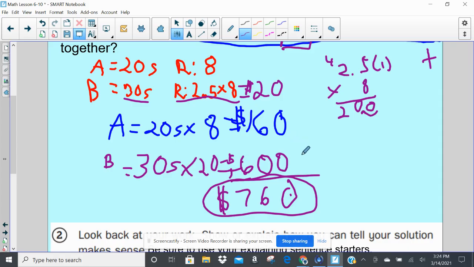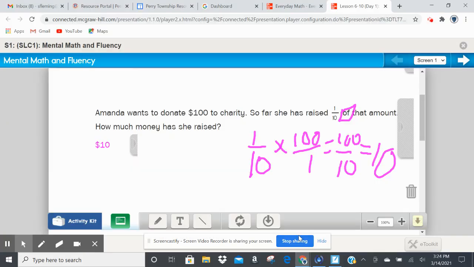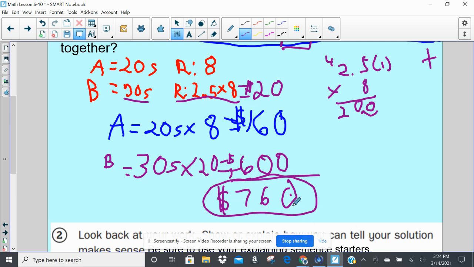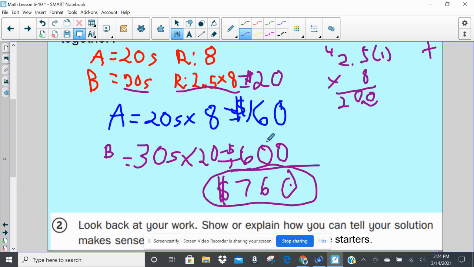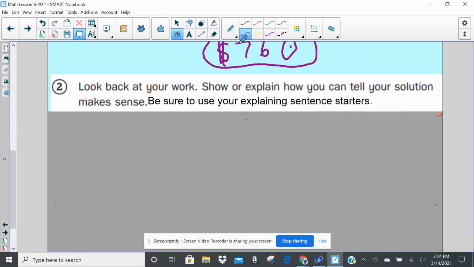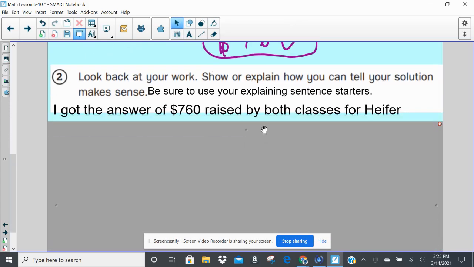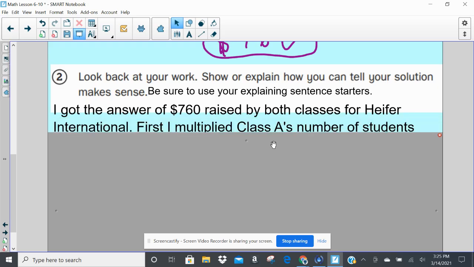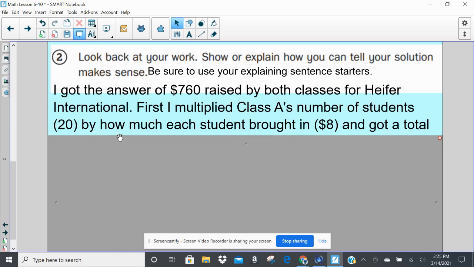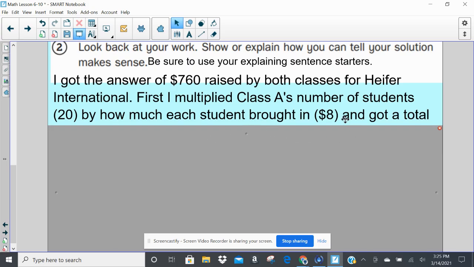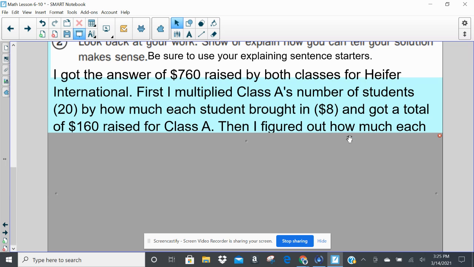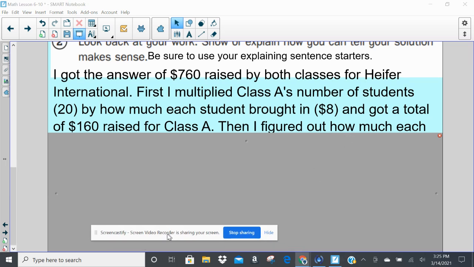Now let's review. What did we do? How can I explain that in words using the good old explain sentence starters? Because we're going to practice that today, not just solving it, but also being able to explain what we did. Let's take a look. So first, I got the answer of $760 raised by both classes for Heifer International. What did I do first? Well, first I looked at Class A. I multiplied Class A's number of students, which was 20, by how much each student brought in, which was $8, and I got a total of $160 raised by Class A.